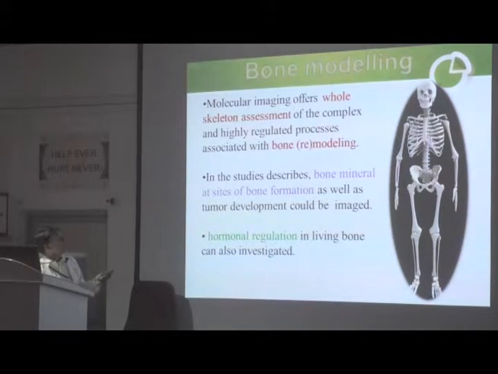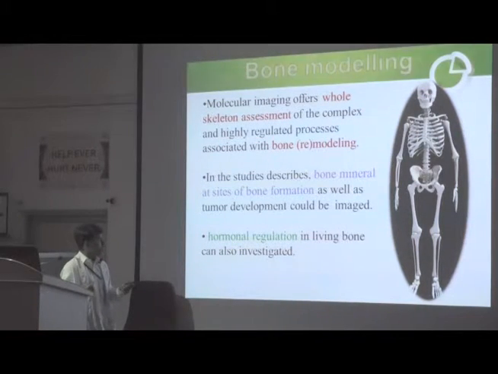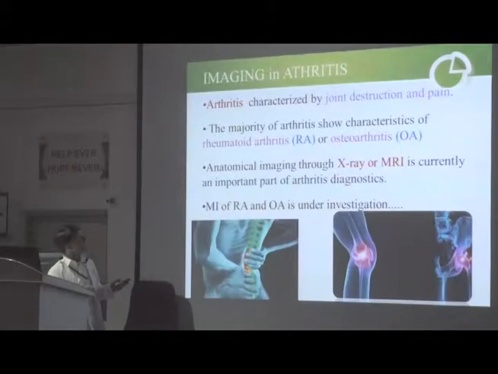The bone modeling. Molecular imaging offers whole skeletal assessment of the bone and its tightly regulated process of bone remodeling. The studies describe bone minerals at sites of bone formation, as well as tumor development, to be imaged. The hormonal regulation in living bones can also be investigated.